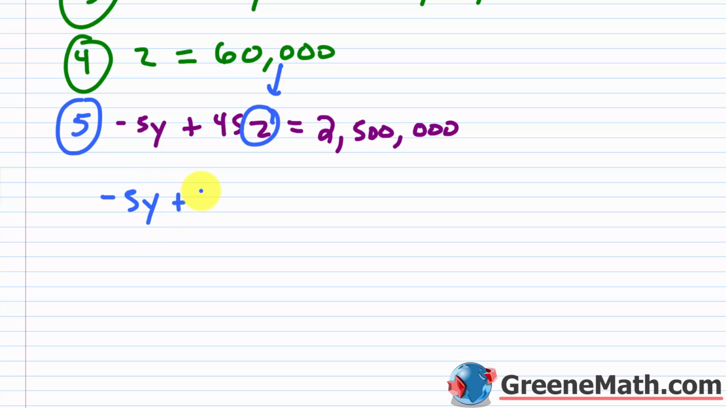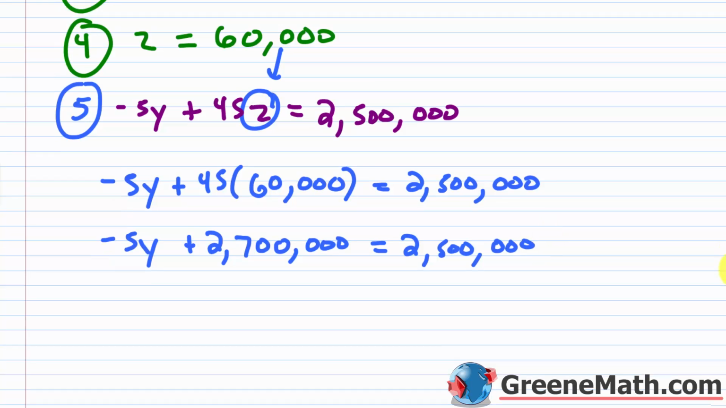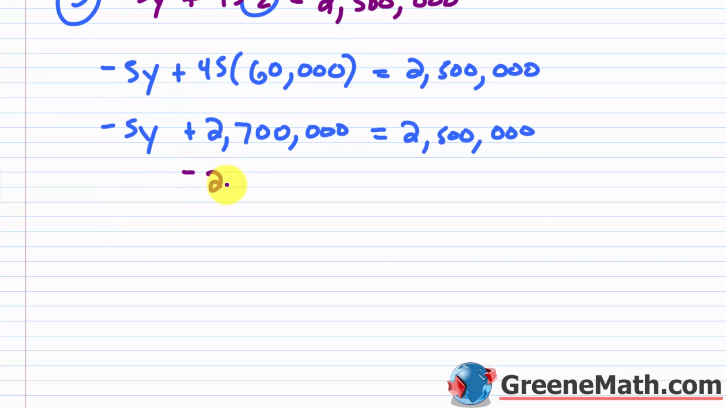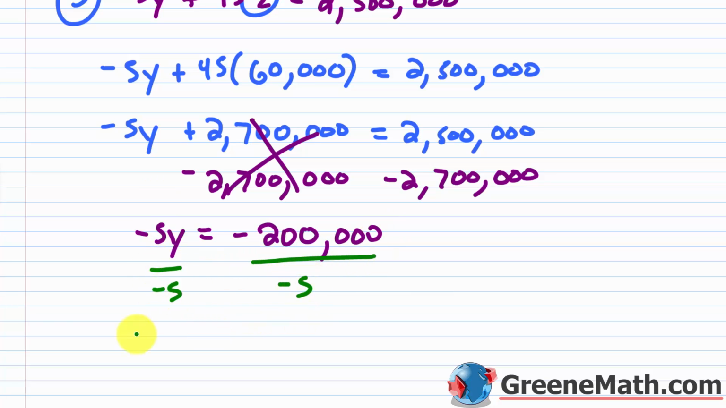So I have negative 5y plus 45 times 60,000 is equal to 2,500,000. 45 times 60,000 is 2,700,000. So I would have negative 5y plus 2,700,000 equals 2,500,000. Let me scroll down a little bit. If I subtract 2,700,000 away from each side, this is going to cancel. I'll have negative 5y is equal to 2,500,000 minus 2,700,000, which gives me negative 200,000. If we then divide both sides by negative 5, I'm going to find that y is equal to 40,000. So what's x going to be?